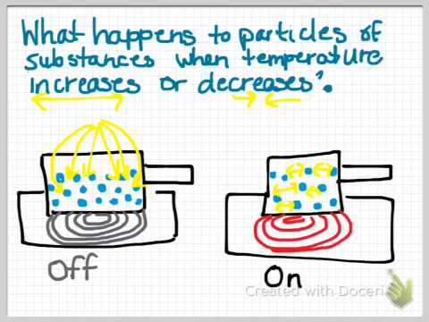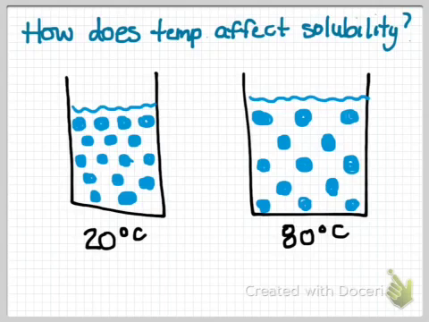Alright, so now what does this mean for solubility and temperature, and how temperature affects solubility? Well, we know solubility is the maximum amount of a solute that can fit into a solvent or get dissolved by a solvent. So if we had a beaker of water at 20 degrees, you see that the particles are close together but not super close together. And at 80 degrees, they are farther apart. So which beaker would have more space to fill?